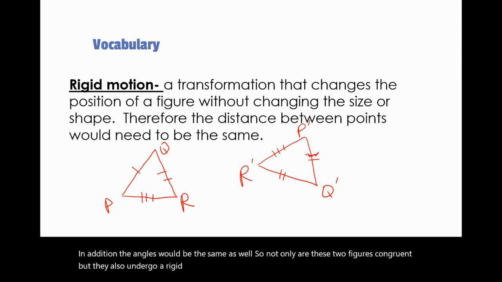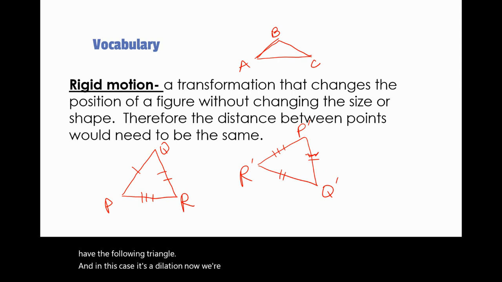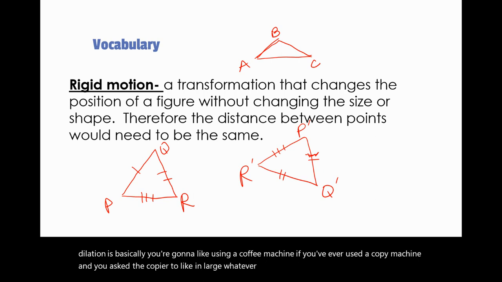So when would a rigid motion not exist? Let's say you have the following triangle. And in this case, it's a dilation. Now, we're not getting into dilation at all really in this class. But a dilation is basically like using a copy machine. If you've ever asked the copier to enlarge whatever you're printing to be 200% of the size, it becomes much larger, right?